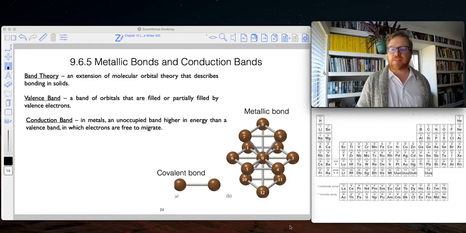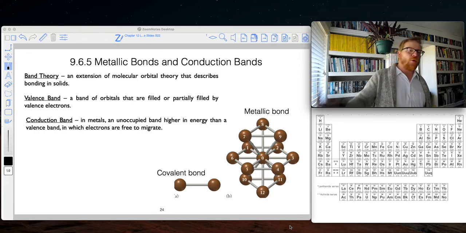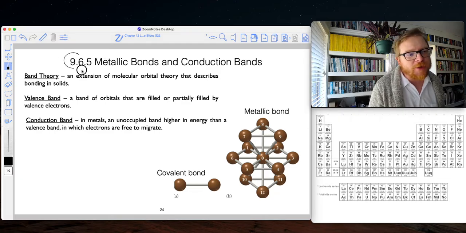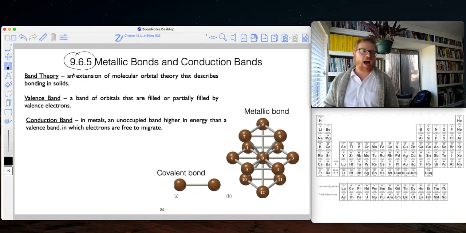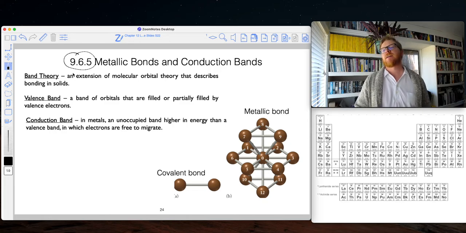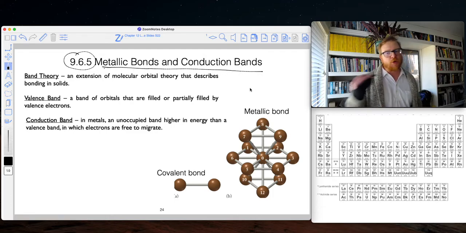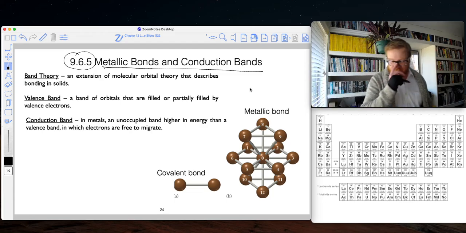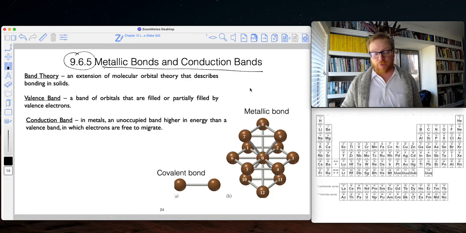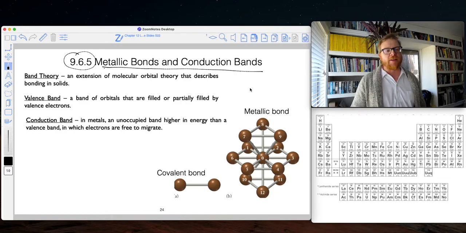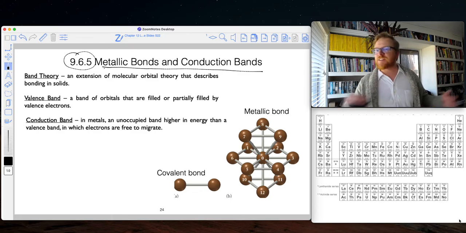Our very last topic in solids, I'm going to randomly take us into this chapter 9.6. So chapter 9, section 6, subsection 5, metallic bonds and conduction bonds. Why this is not in chapter 12, I have no idea. But in any event, I was talking about conduction with graphene in that previous video. So I want to expand on that a little bit and talk about semiconductors, okay? Which is how this whole brand new technological world is going round.